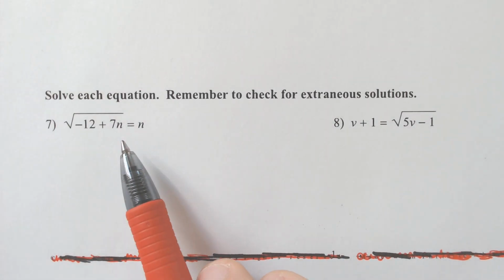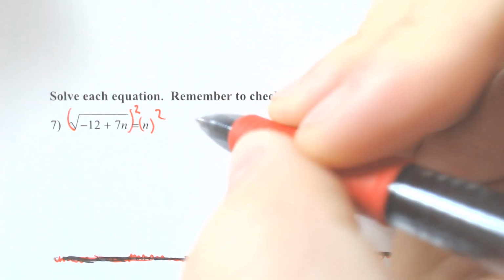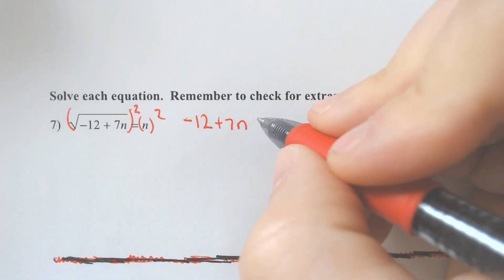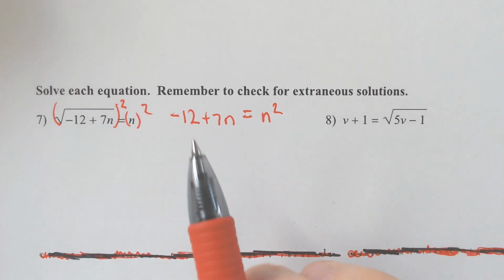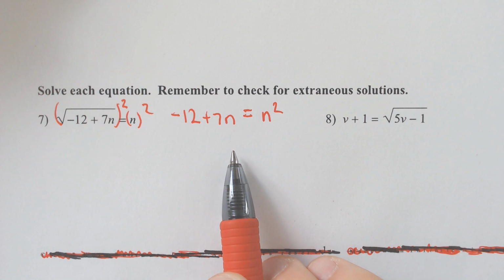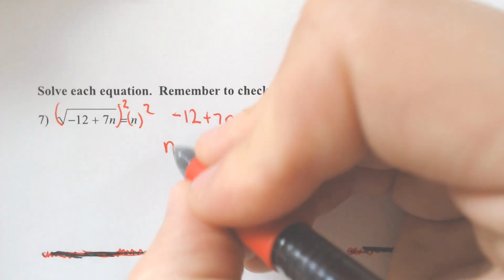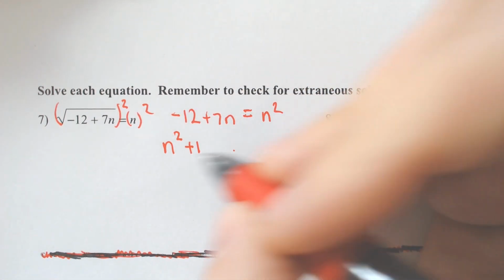Next one, number 7. In order to cancel this square root out, we would have to square both sides, leaving negative 12 plus 7n equaling n squared. And then from here, because we have an n squared and we have a 7n, we need to set it equal to 0 and then factor. So I'm going to move the 12 and I'm going to move the 7n over, leaving me, I'm going to add the 12 over. It'd be, and subtract the 7.